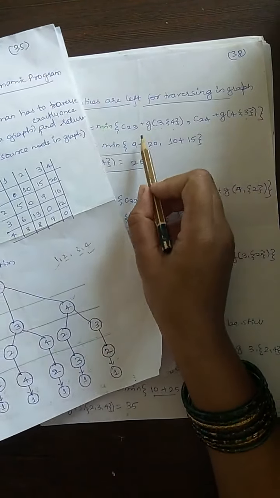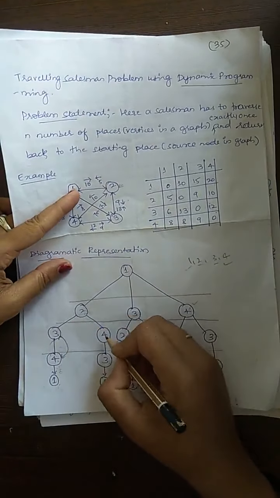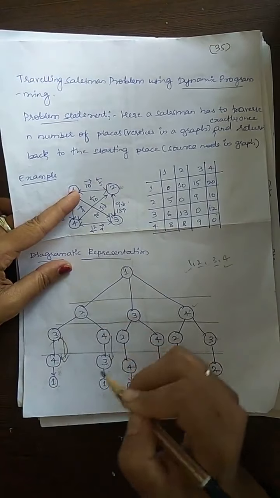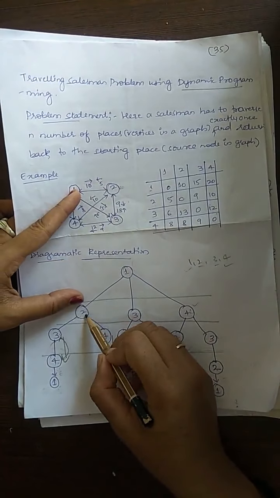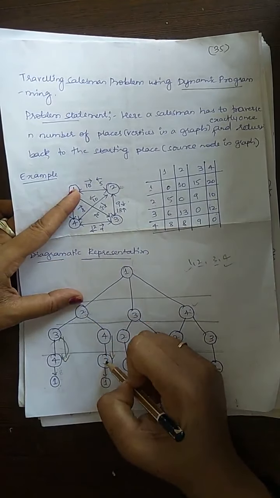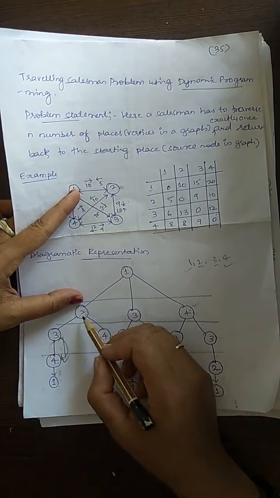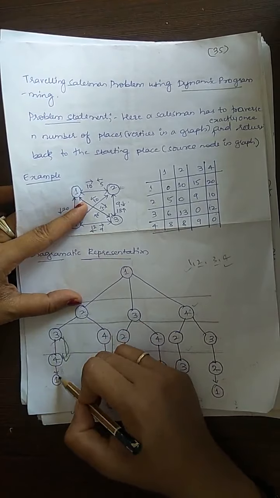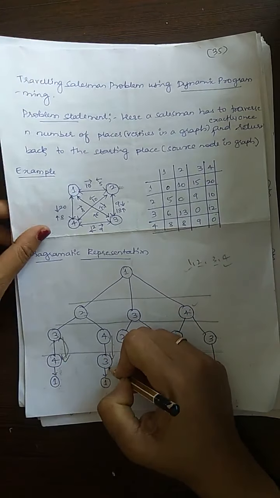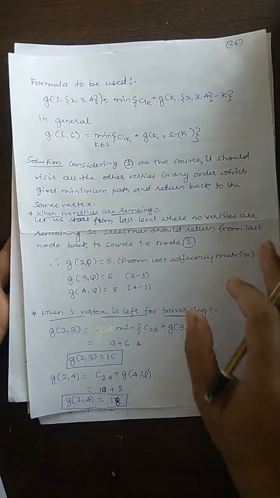So how do I write? I find out the minimum distance between this and this. Which is minimum we have to find out. I have come to 2. I have to go this side or to the right side. So which is the minimum I have to find out here. So I am finding the minimum of 2 to 3 and remaining, 2 to 4 and remaining. So this is the formula here. Now I will explain the formula.